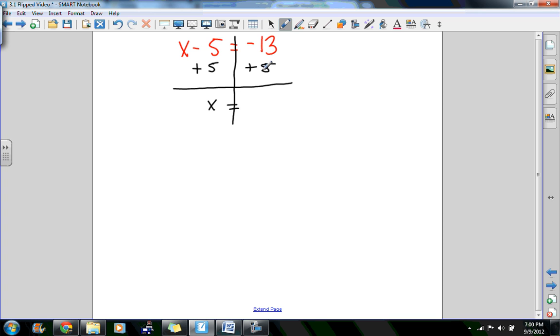So I owe someone $13, but I made $5 after I paid them back. I still owe them $8, or -8.